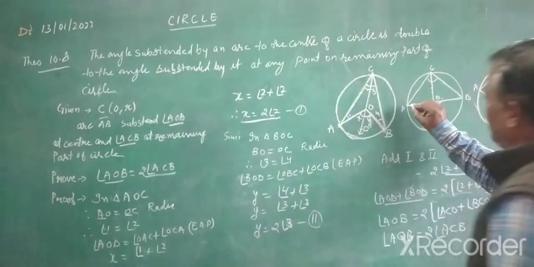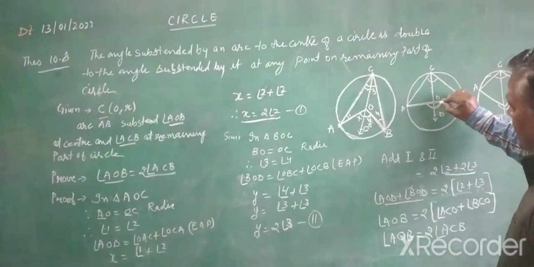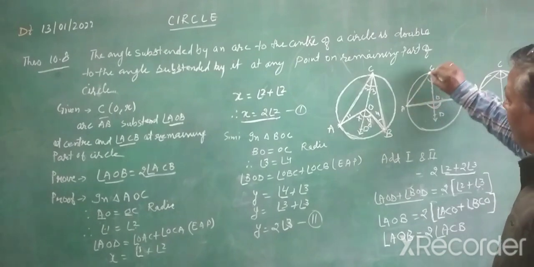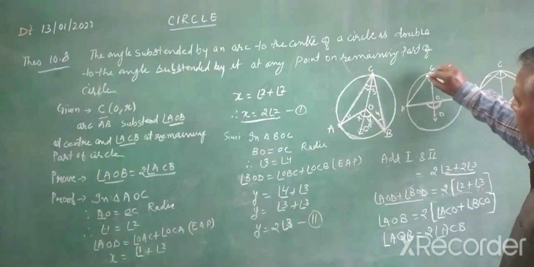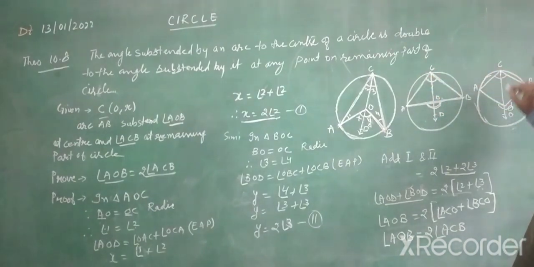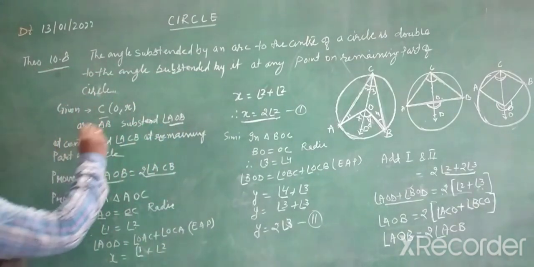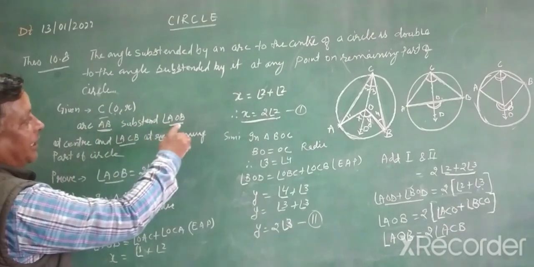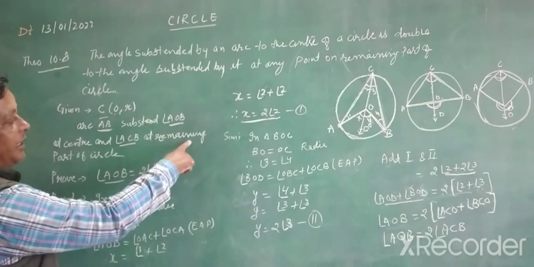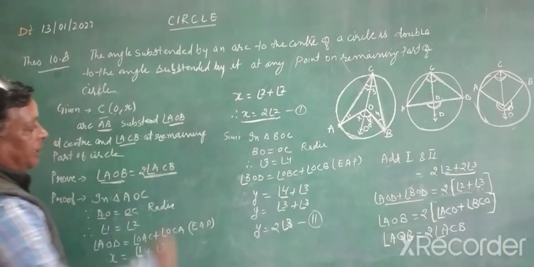Similarly, in this figure AB is the diameter which divides the circle into two semicircles. This angle is a straight angle and this angle is subtended in the above semicircle. So this angle is twice this angle. Likewise in this figure also, this angle is twice this angle, correct? So we will prove how it happens. According to the theorem, we have a circle with center O and radius R. The arc AB subtends angle AOB at the center and angle ACB at the remaining part of the circle. We have to prove angle AOB is twice angle ACB.